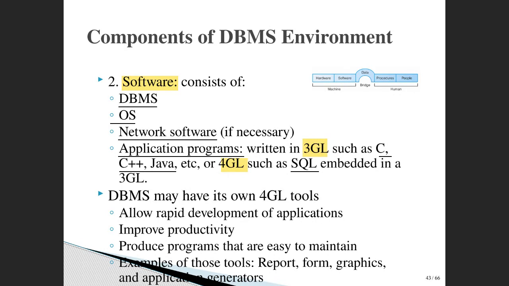The database management system itself may have its own fourth generation language tools, which allow improving productivity. They will be embedded with the database management system, like SQL embedded with Oracle. So the program produced will be easy to maintain. You can, for example, have your own reports, forms, graphics, and application generators. So these are examples of the fourth generation tools.